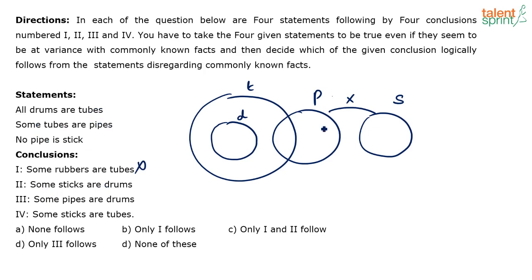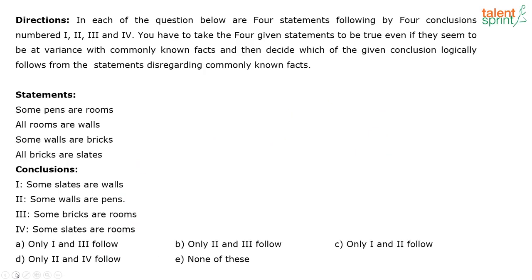Some sticks are drums. Again, not a definite conclusion. Some pipes are drums. Not a definite conclusion. Some sticks are tubes. Again, can be, cannot be, not a definite conclusion. So none of the given conclusions follow here. So the correct answer will be option D, none follows. Next question. These are very easy questions from syllogisms, okay?